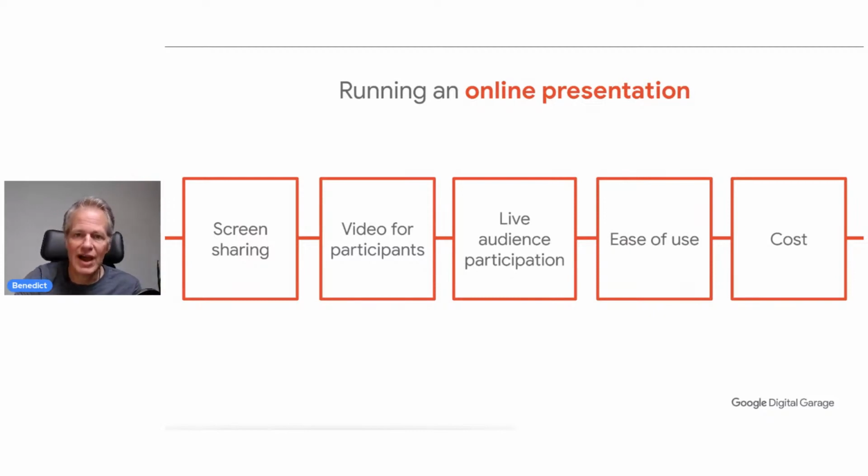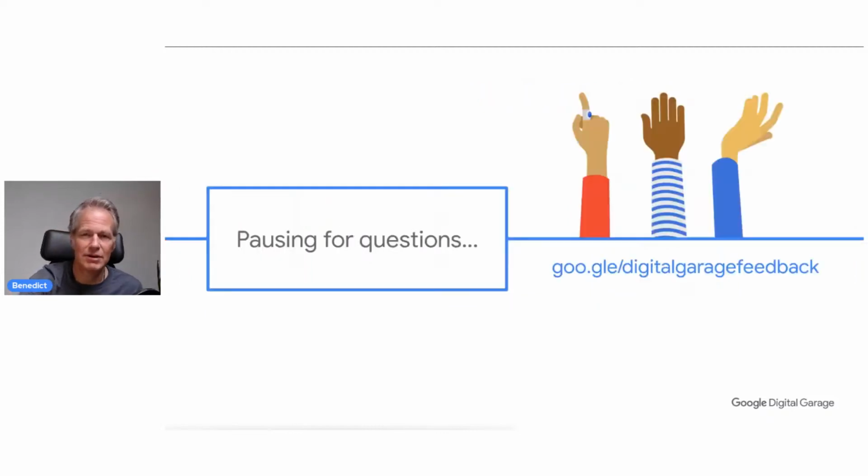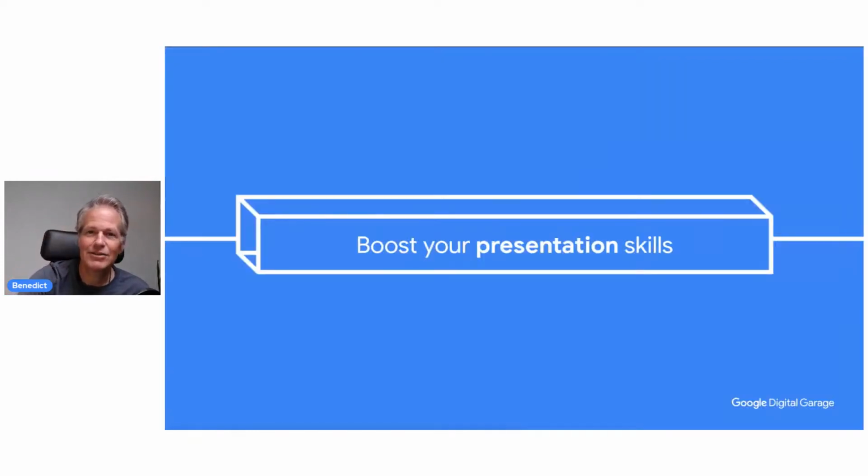So ease of use: how easy is it to set up? Make sure it's as easy as possible and get used to it. How easy is it for participants to join? And then, of course, the cost. And of course, practice. Just practice as much as you can. Pausing for questions. No further questions yet. Right. Okay. So let me carry on to the next part.